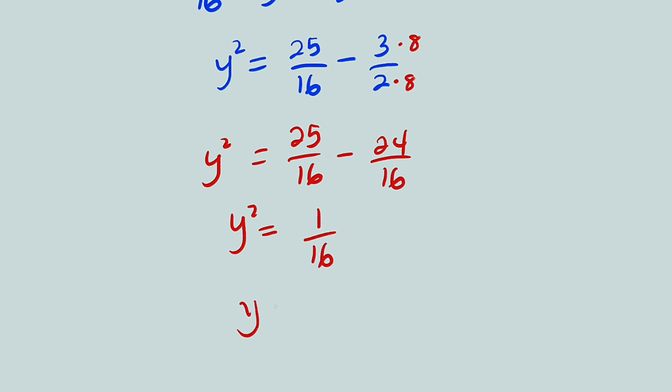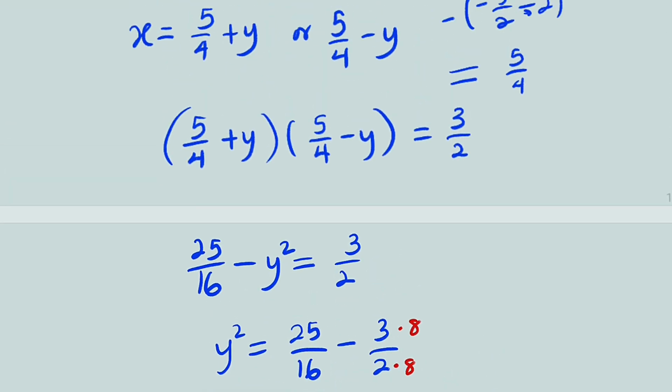Take the square root of both sides. Y will be equal to plus or minus square root of 1 divided by 16. Square root of 1 is 1, and square root of 16 is 4. Therefore, y is either plus 1 divided by 4 or minus 1 divided by 4.